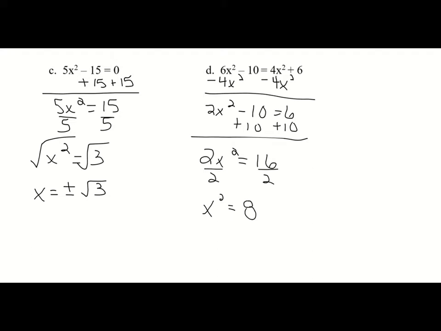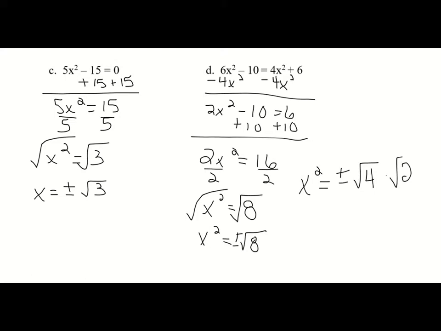So now we have isolated that squared term. We're going to take the square root of both sides. So we have x equals the square root of 8, or x, and it's positive and negative, equals positive and negative square root 4 times the square root of 2, because we can break it down. So it's going to be x is equal to positive or negative 2 square root 2.